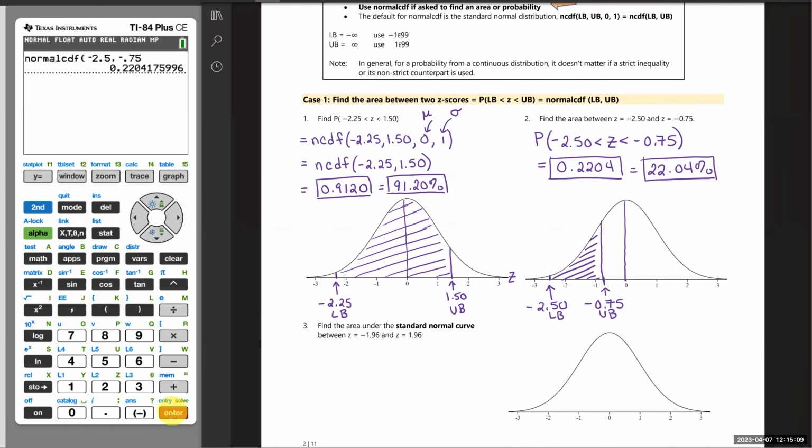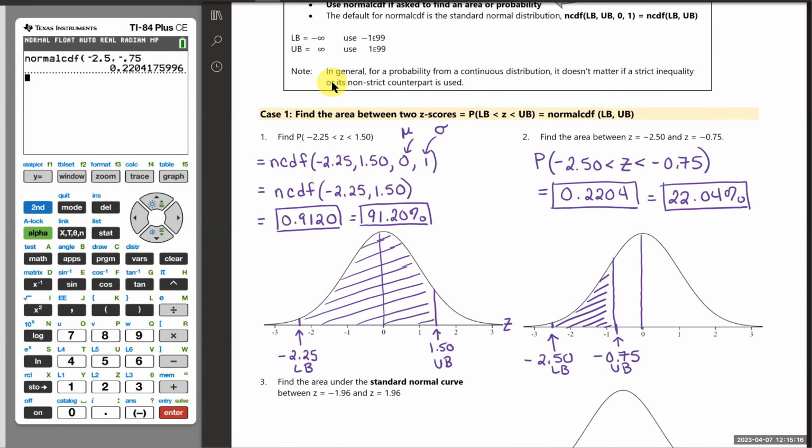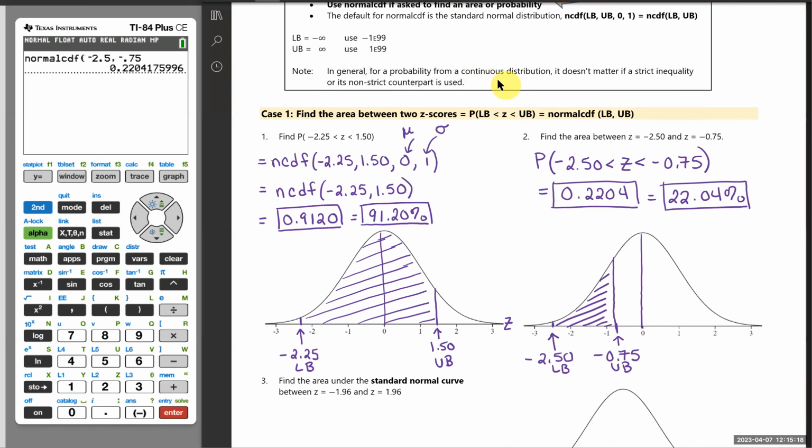All right, so before we continue, just one thing to point out at the top in terms of this note. It says, in general, for a probability from a continuous distribution like our bell curves, it doesn't matter if strict inequality or its non-strict counterpart is used. So let me just make a note about that. The less than sign here is a strict inequality.